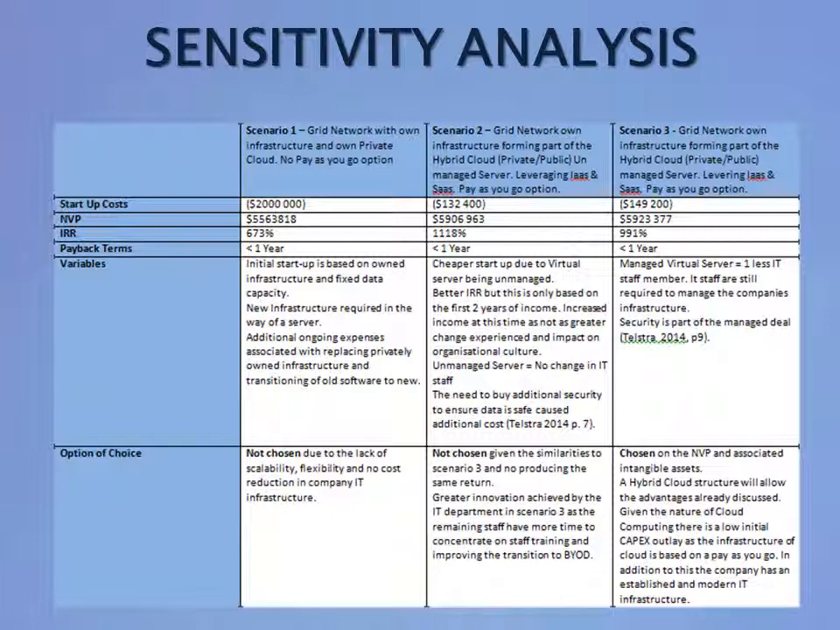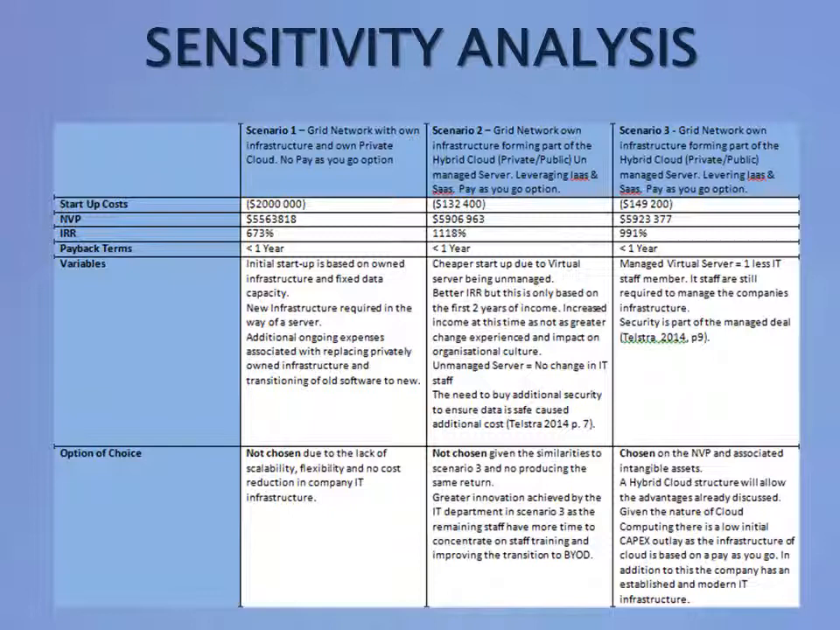The sensitivity analysis which was performed for this project is, as you can see, we've gone for scenario 3, grid network and our own infrastructure forming part of the hybrid cloud, the private side of things. We're going for a private-public mix with a managed server, leveraging both infrastructure as a service and software as a service and a pay-as-you-go option. The reason for our choice is the MVP, which is quite high, of 5,923,377. And the hybrid cloud structure will allow the advantages already discussed.